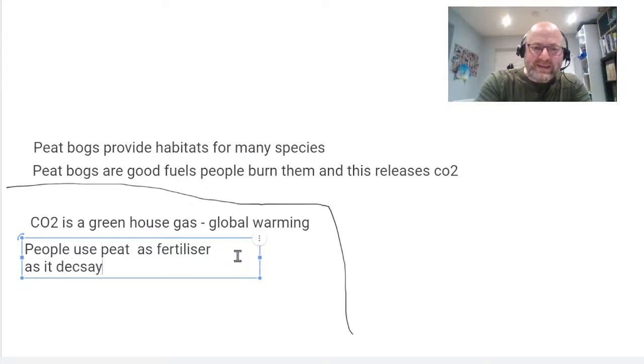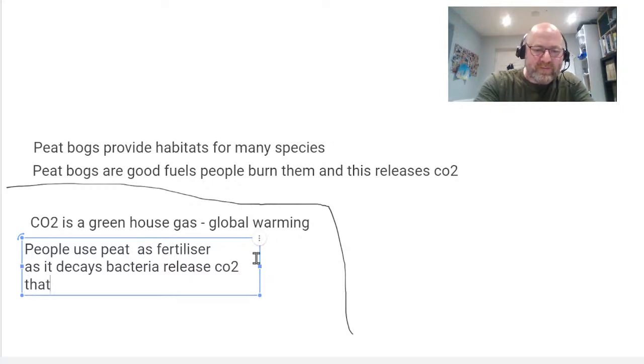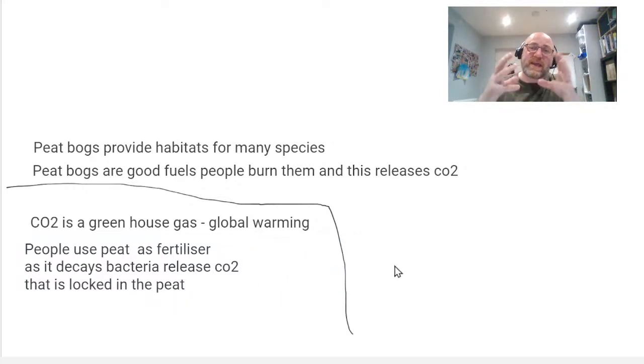As it decays, you need to know that microorganisms, decomposers, or bacteria or fungi release CO2. So again, that is locked in the peat. So basically, peat bogs are a great sink of CO2. A lot of carbon dioxide is locked there. They've formed over hundreds of millions of years, so we can't remake them, and we're releasing all the CO2 from them, and that's causing global warming.